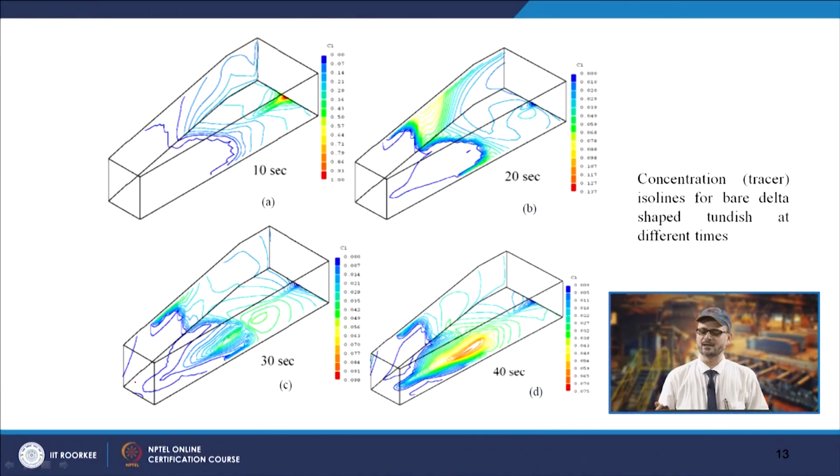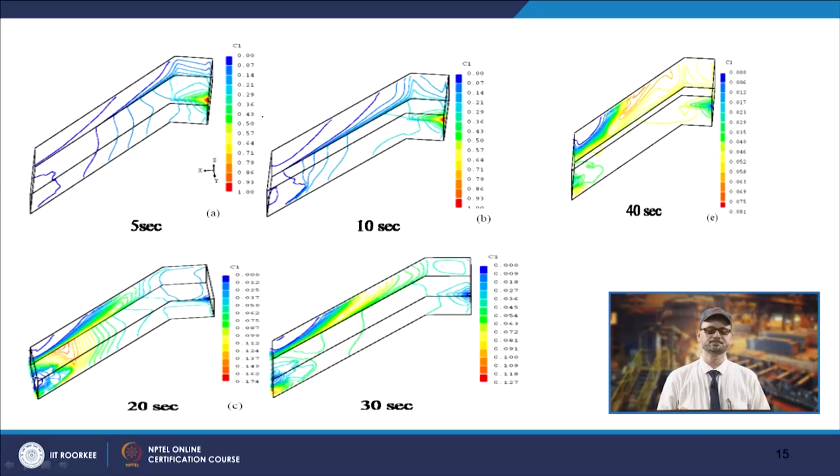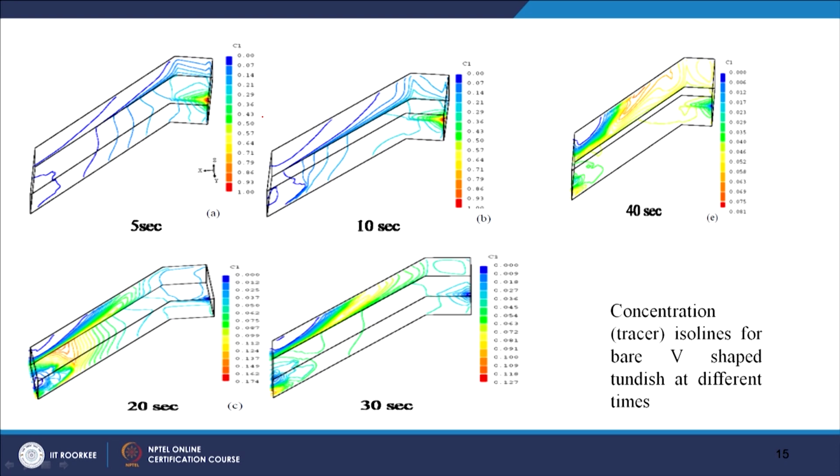Similar thing can be observed for other kinds of Tundishes, like this one for the delta shape. Here also, again, the same way it is moving, and then it is coming out through the outlet. If you look at this, this is the V shape Tundish.